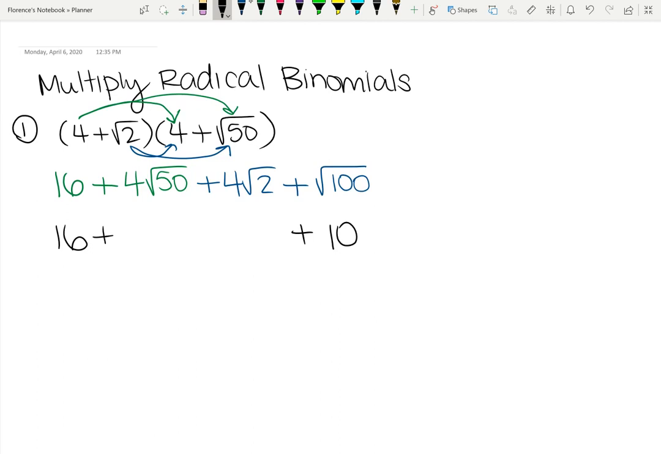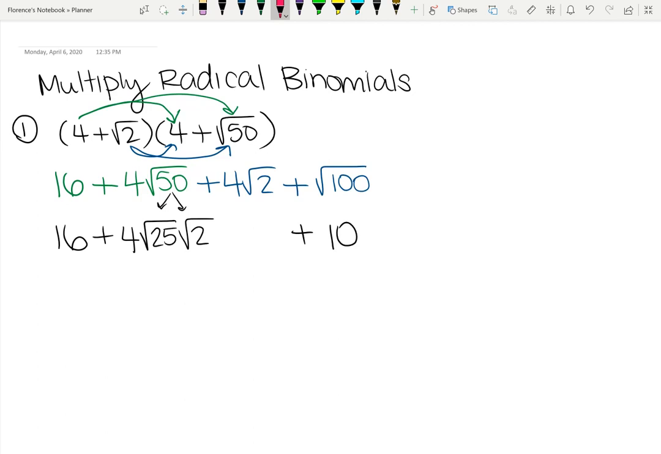Let's see, 4 times the square root of 50. Ooh, square root of 50. I can break that apart. First thing I'm going to do is bring down my 4, so I don't forget it. But 50, I recognize that number. That's 25 times 2. Now I picked 25. Why? Because if you remember your list of perfect squares, 25 is a perfect square.